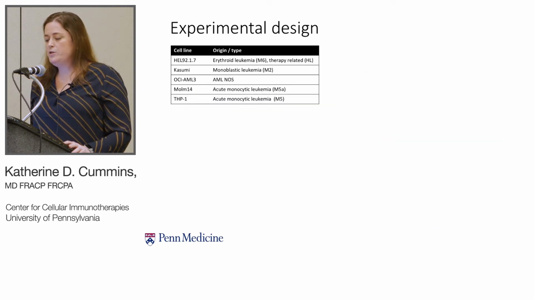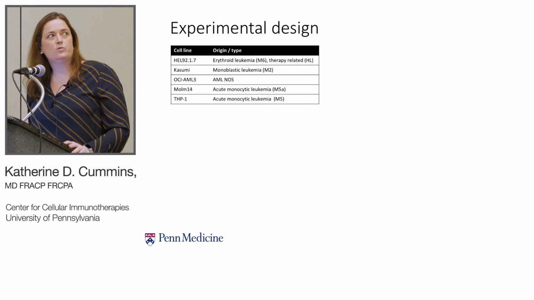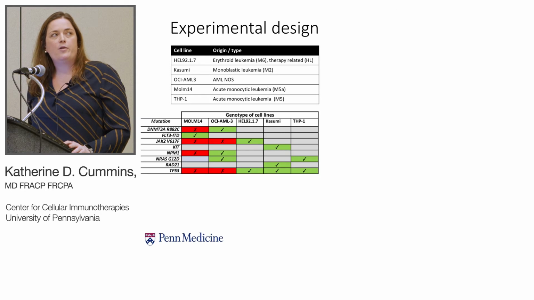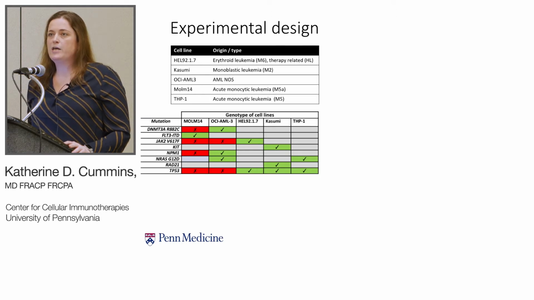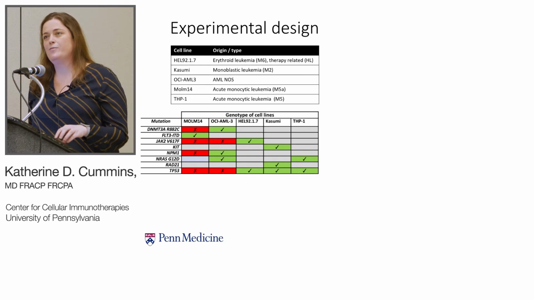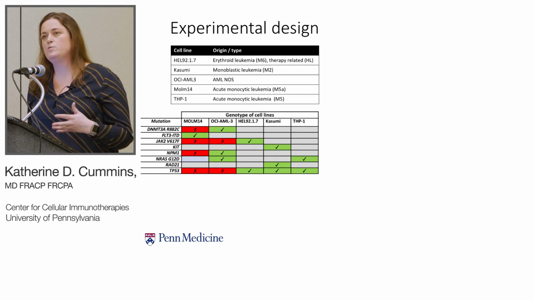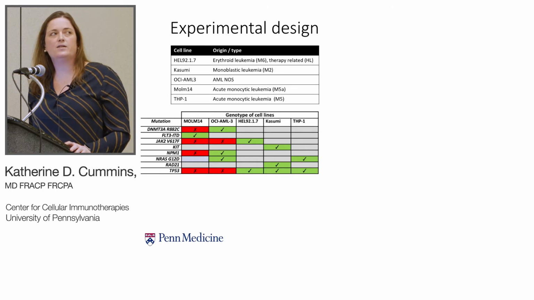So what we did was we took 5 different AML cell lines, which are listed here. These are pretty standard ones that are used a lot in research. And we selected them based on their known mutational profile. We did this by looking through the literature and choosing cells that had unique mutations, and the green tick means we were able to find them in 2 separate decent publications, because there is some variability when you read about cell lines' mutational status.